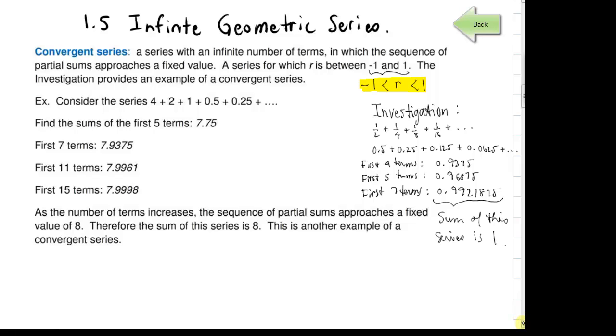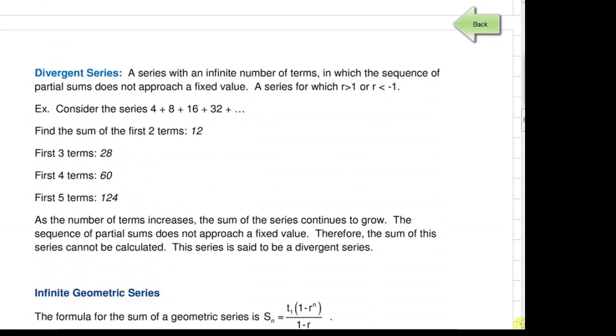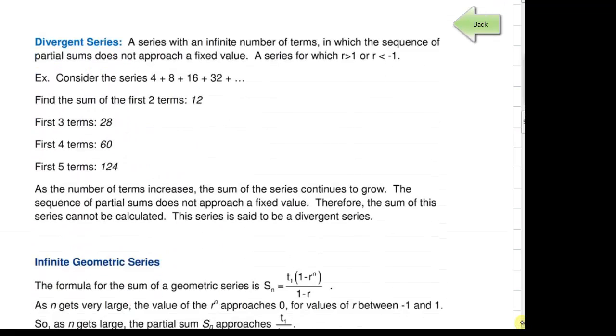Let's take a look at divergent series. A divergent series is a series with an infinite number of terms in which the sequence of partial sums does not approach a fixed value. This is a series for which r is greater than 1 or r is less than -1. In other words, r is not between -1 and 1 this time. It's on either end of that, so it's going to be less than -1 or greater than 1.